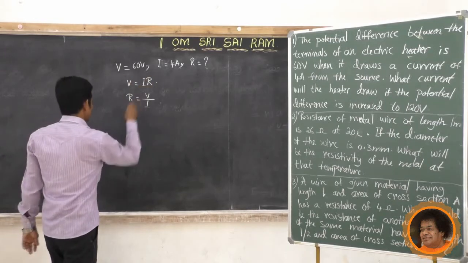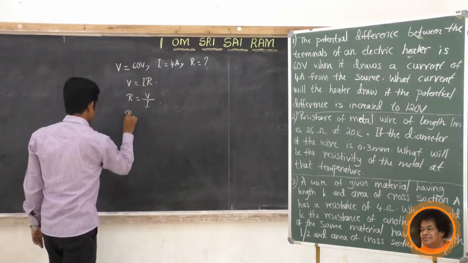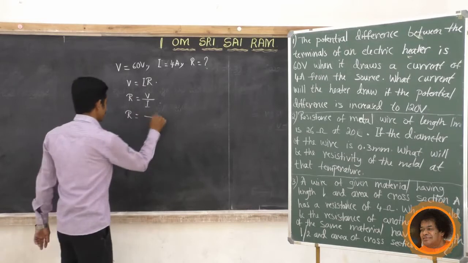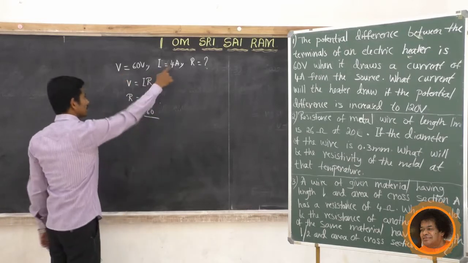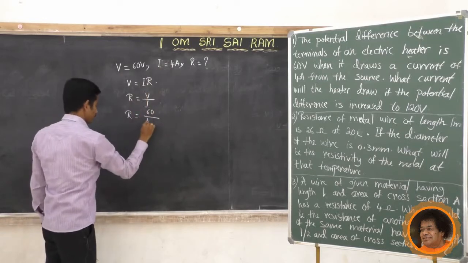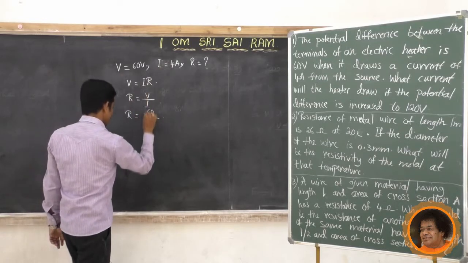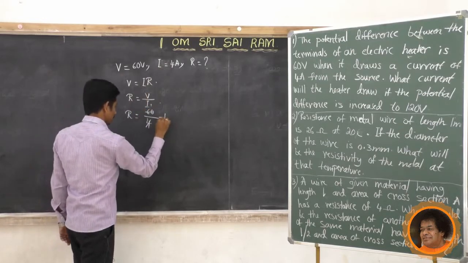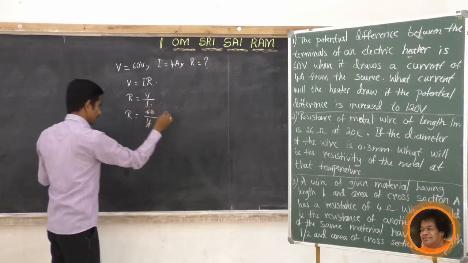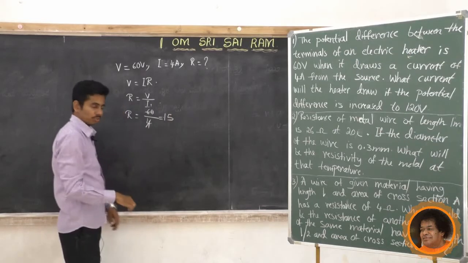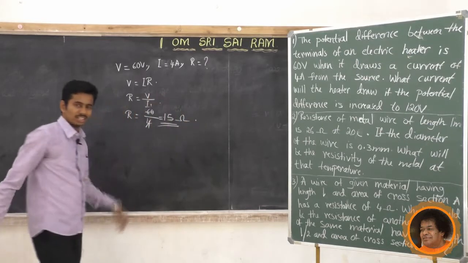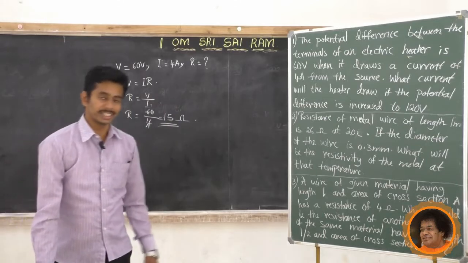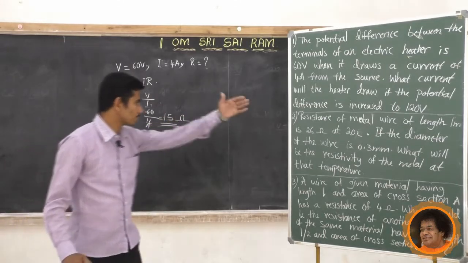Now substitute the values. R equal to V by I. What is the value of V? It is 60. Then what is the value of I? I is 4. 4 fives are 20, 4 fifteens are 60. So this is the resistance. What is the resistance in the circuit? It is 15 ohm.